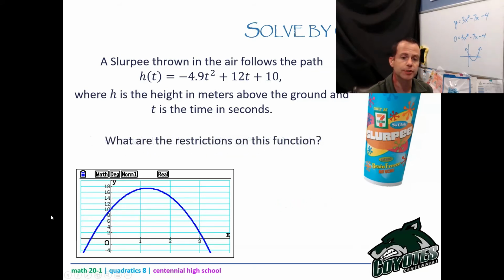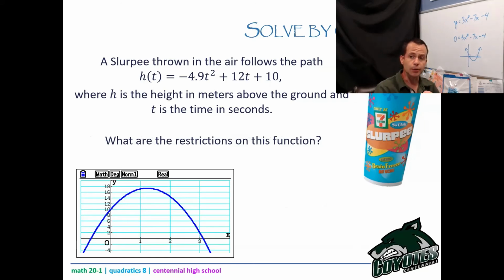What are the restrictions on this function? So, you know, we talked about the fact that this particular quadratic, a quadratic in and of itself, the domain would be real. And the range would be, for this guy, because it opens down, less than whatever the maximum point is, which is 17.35.